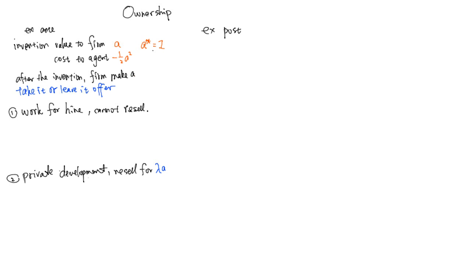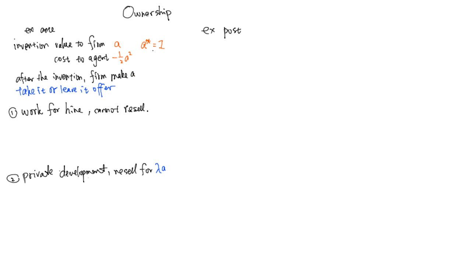Now the sequence of the game is like this. First, the agent makes the effort to invent the magic stuff. Then the firm gives the worker a take-it-or-leave-it offer, and then the game concludes. If no agreement is reached, everybody gets zero. Let's think for a minute what kind of offer the firm will make at the very end. It should not come as a surprise to you that the firm will pay the agent exactly his outside option. That means the firm will make the agent indifferent between taking the offer and walking away, and the firm will be able to pocket the rest of the residual value, or rent in economic jargon.